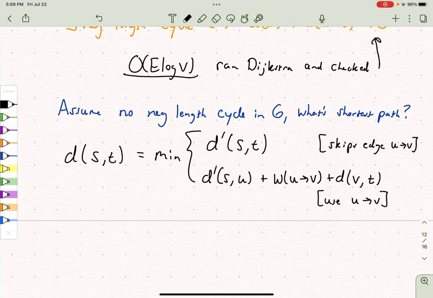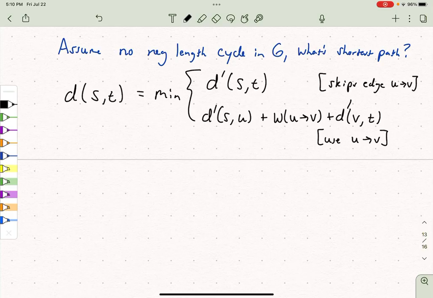The shortest path from S to T is either the same shortest path as in the graph G prime, because it doesn't even need the edge u to v, or it's the shortest path to u plus the edge u to v plus the shortest path from v to t. And these are all in G prime. So we're taking shortest paths in G prime and connecting them together with the edge to get the overall shortest paths. So that's the solution to the problem.